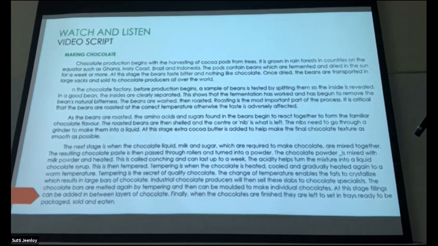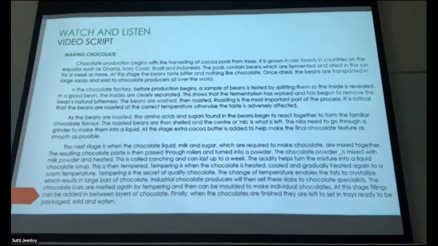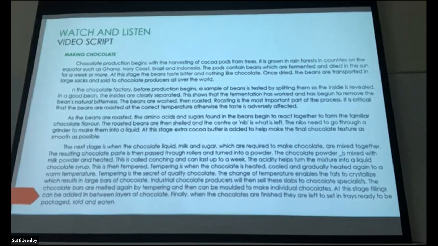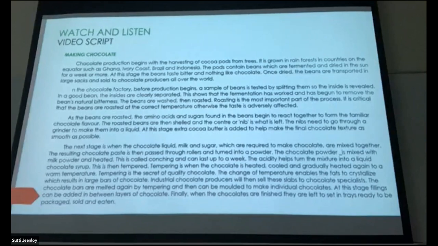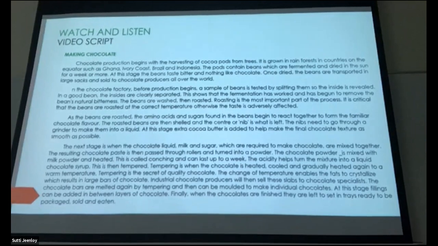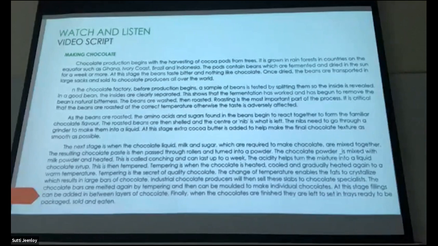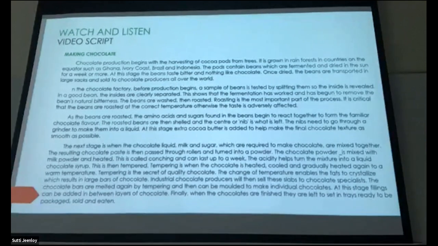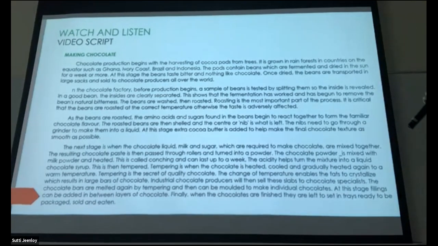The chocolate bars are melted again by tempering and can be molded to make individual chocolates. At this stage, fillings can be added in between layers of chocolate. Finally, when the chocolates are finished, they are left to set in trays ready to be packaged, sold, and eaten.